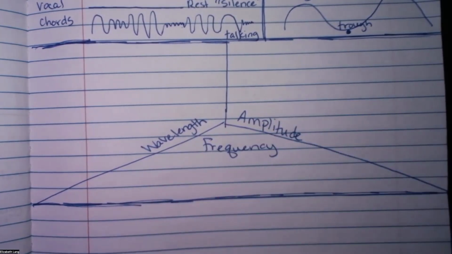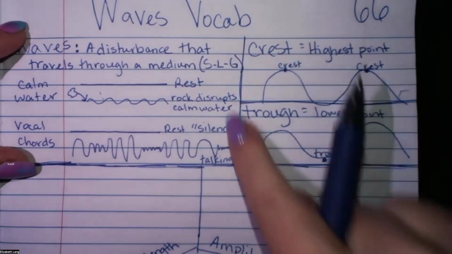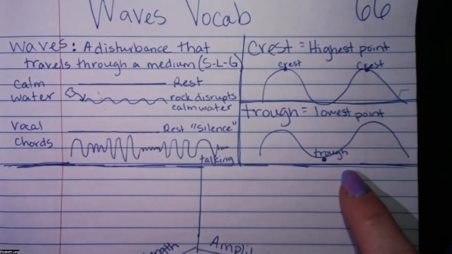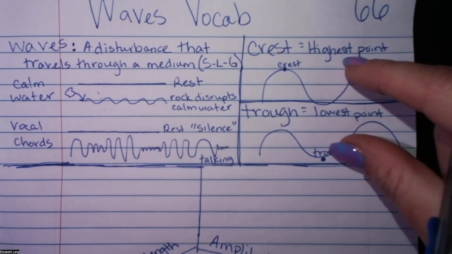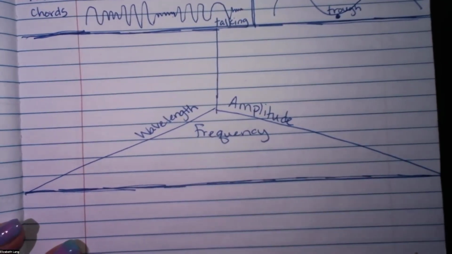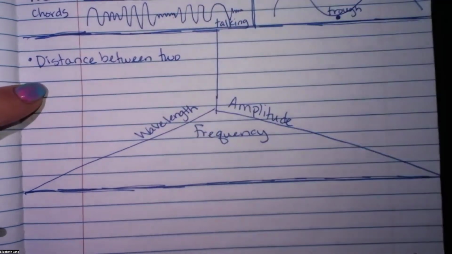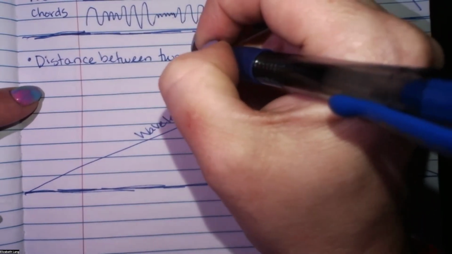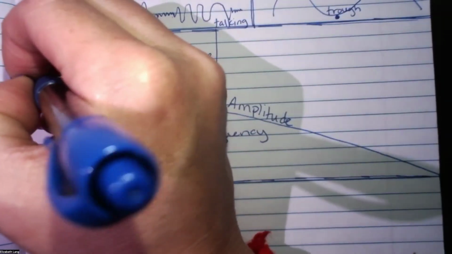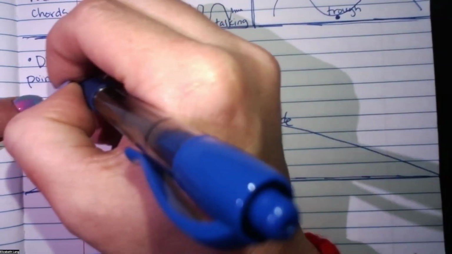So we have all of our wave behaviors. So this is what a wave is, and we also have the diagram of what are the wave parts, just the basic wave parts. And then this is how waves behave. Okay, different aspects of waves. So my wavelength, this is the distance between two same points. And this is one wave to another.